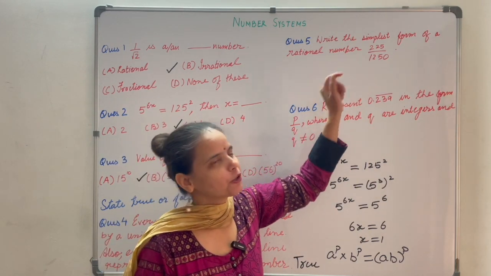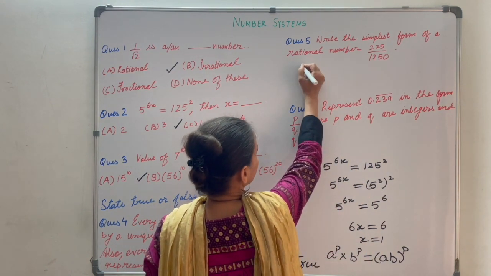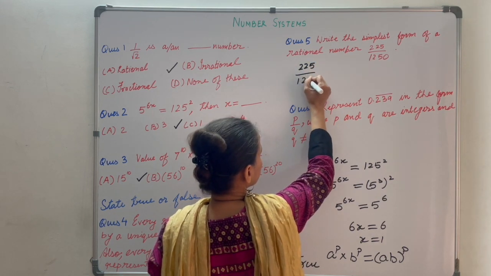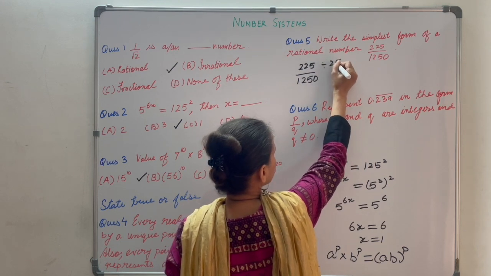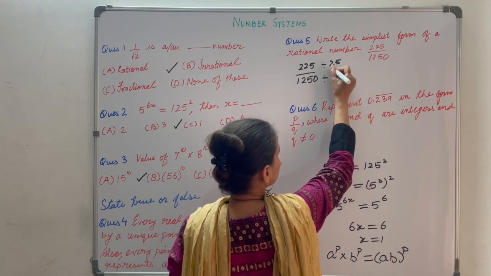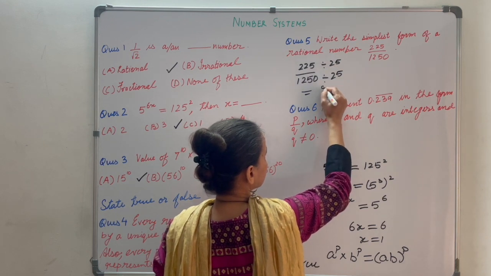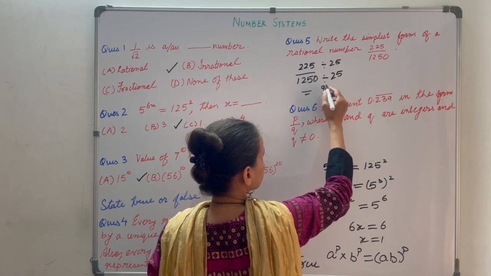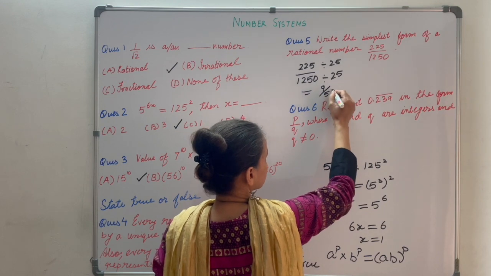I am going to divide both numerator and denominator by 25. That is the highest common factor of these two numbers. So 225 divided by 1250. So here in numerator I am going to divide by 25. So I have to divide denominator also by 25. So what you will get? When you will divide 225 by 25, you will get 9. And when you divide 1250 by 25, you will get 25 5s are 125, and this one 0 is there.